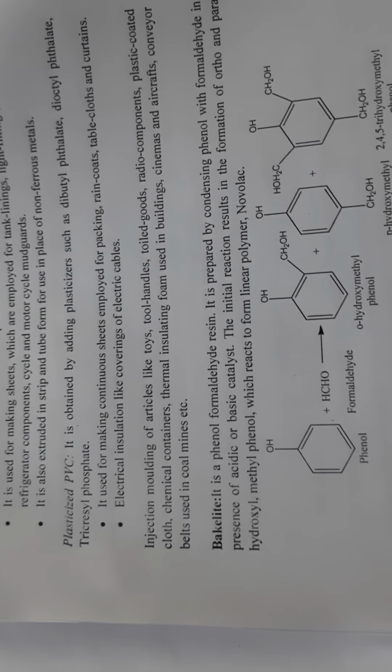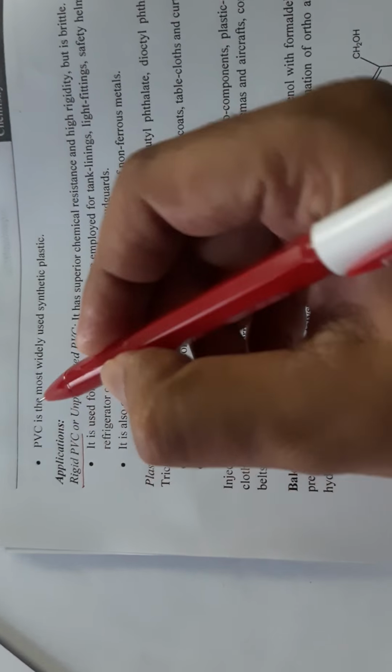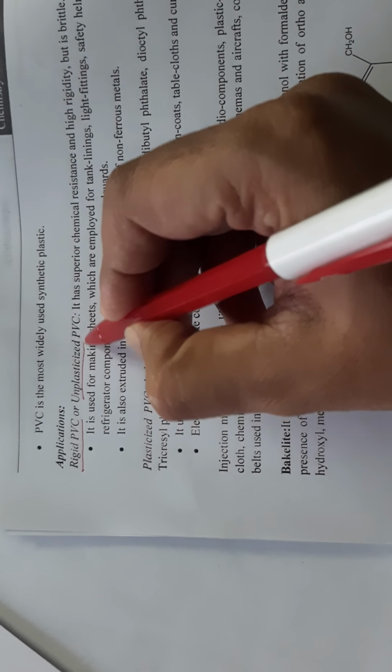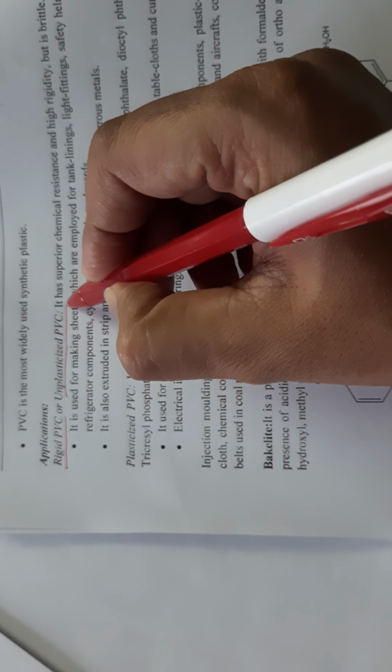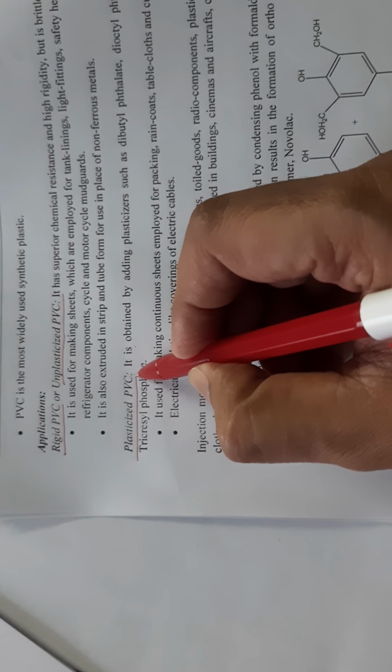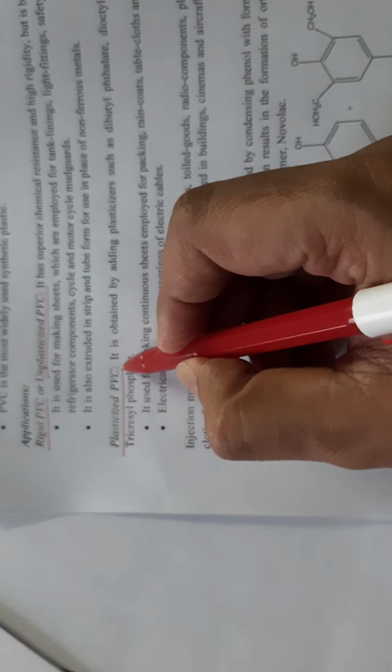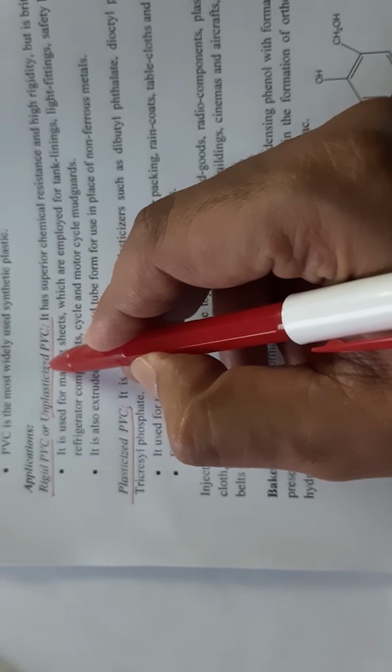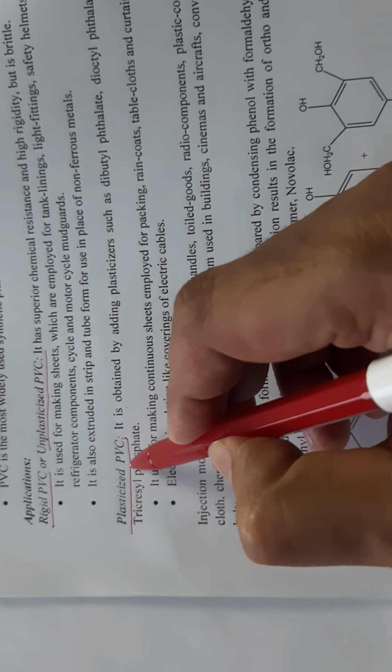So applications we can study under two categories. Generally the plastics, polyvinyl chlorides, are two types. One is rigid polyvinyl chloride, which is called unplasticized polyvinyl chloride. Another one is plasticized polyvinyl chloride. There is a difference between unplasticized polyvinyl chloride and the plasticized polyvinyl chloride.